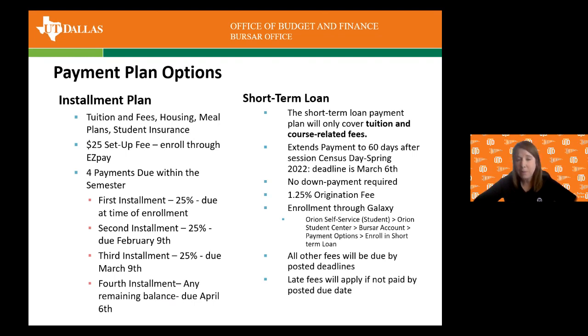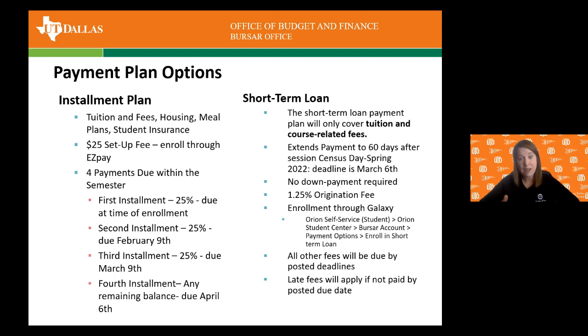There is no down payment for that. Let's just say you have $15,000 in tuition and fees. It would put that on the short-term loan. There would be no down payment on that, and the due date for the spring session would be March the 6th. So anyways, there's no down payment on the tuition.